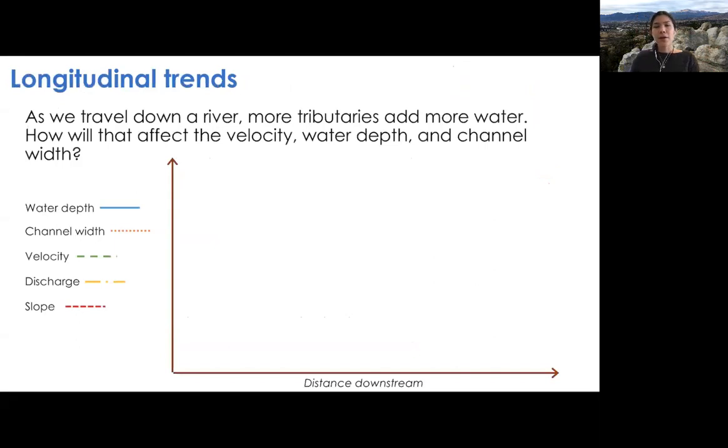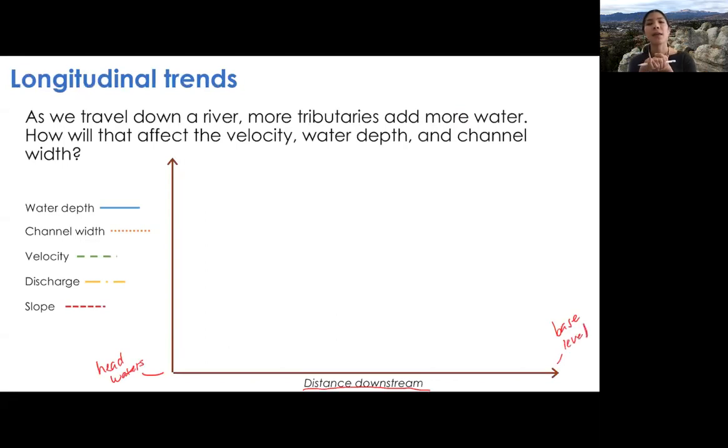All right, so now that we know how all of these streams connect, let's think about how all the properties of streams connect. And we'll do this through looking at longitudinal trends. So in this plot, we're going to be adding on these 5 different variables and looking at how they change with distance downstream, starting from the headwaters, going down to base level.